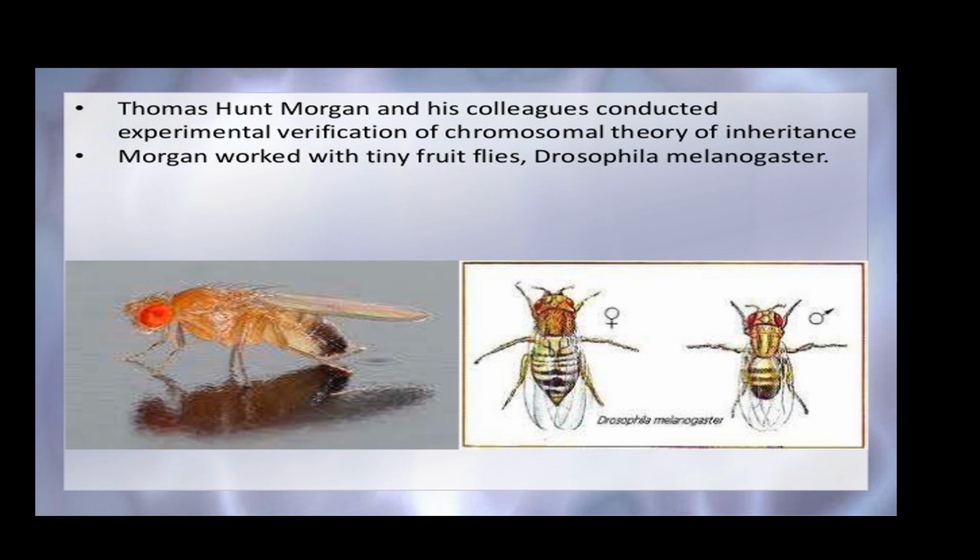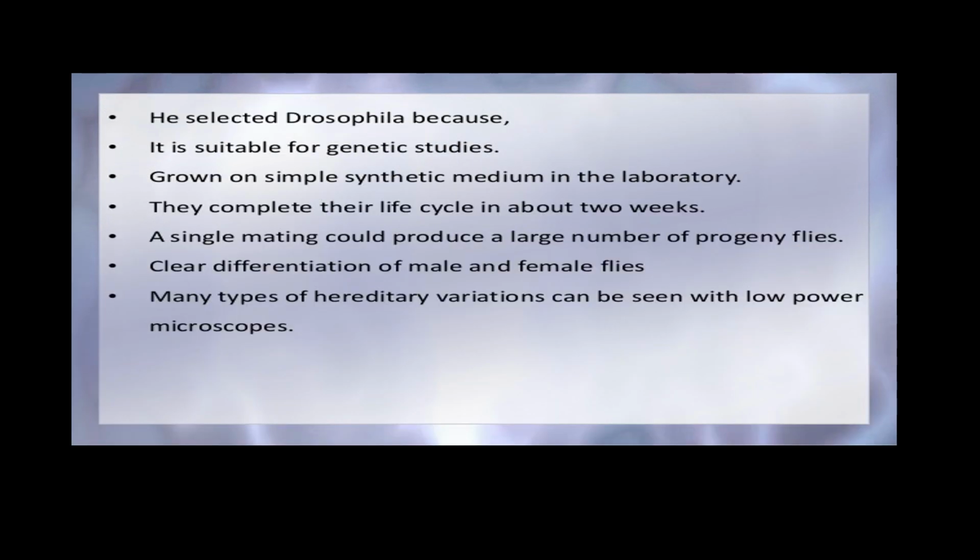What made the scientists select Drosophila as an experimental model is that it is suitable for genetic studies and it can grow on a simple synthetic laboratory medium. They can complete their life cycle in about 2 weeks, so we can observe the next generation in a short duration. A single mating may produce a large number of offspring, and we can clearly distinguish between male and female flies.